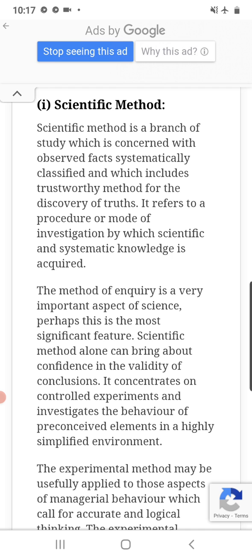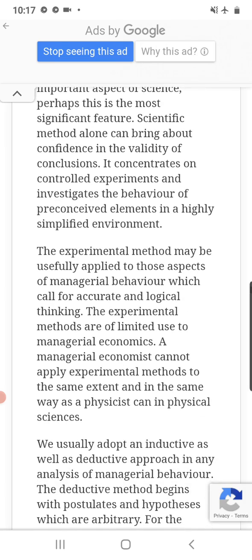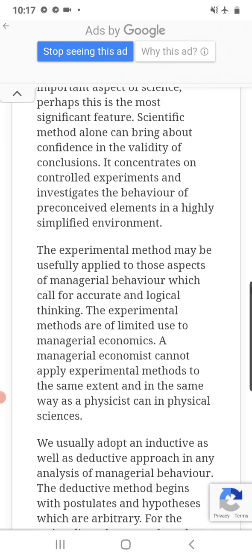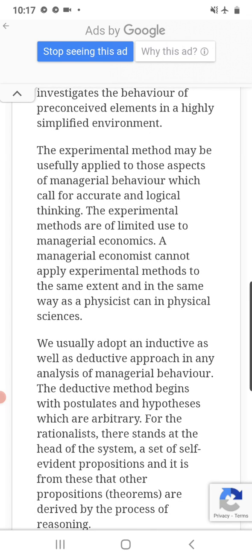It is concerned with controlled experiments, investigating the behavior of preconceived elements in a highly simplified environment. The experimental method may be useful to apply to those aspects of managerial behavior which call for accurate and logical thinking. Whenever you are engaged in production activity or decision making, the scientific method is useful, because with its help you can check whether our decision is correct or not. Some logical thinking is used for it.